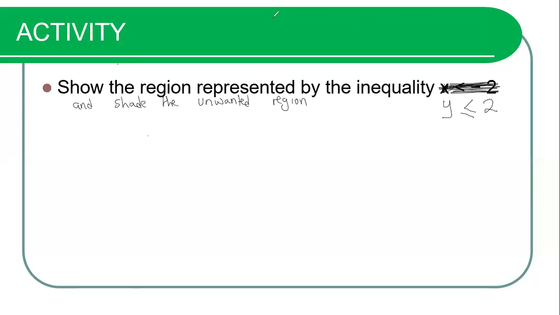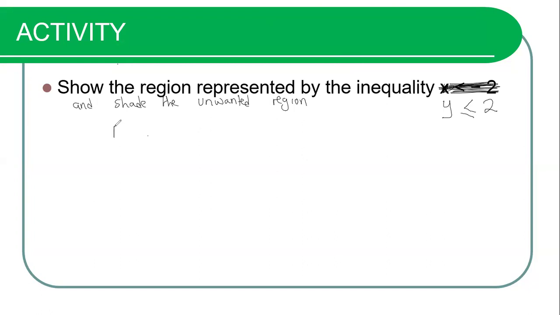Excuse me, sir. Yes. I have not understood the part for shading. Okay, we are going to do it from here, in the previous activity. Yes? Yes, sir. Okay, so I'm repeating from this, using this one.